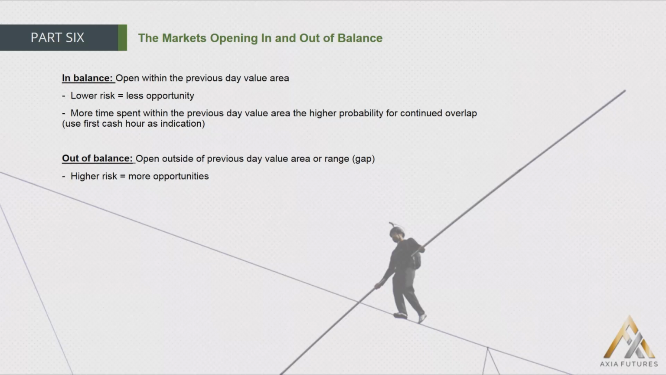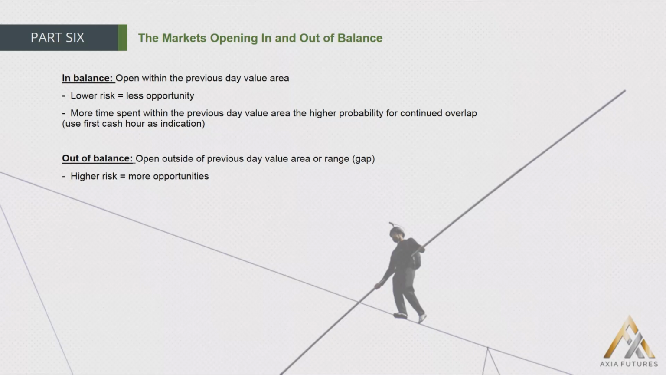So again, the mere fact that we're opening out of balance creates an indecision. It creates a little bit of uncertainty, a little bit of volatility, and that brings opportunity with it. So again, there's a higher risk when we do open out of balance. Why? Because there's that uncertainty, there's that potential to move one way or the other. But the fact that we're going to move one way or the other because we're out of balance suggests there are likely to be more opportunities.